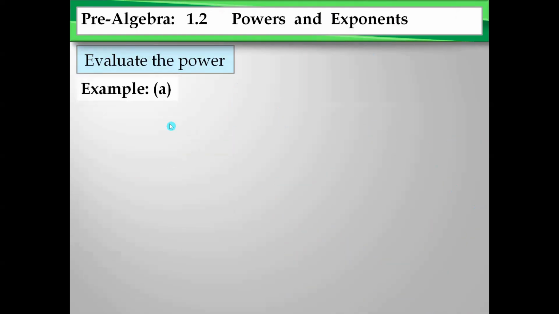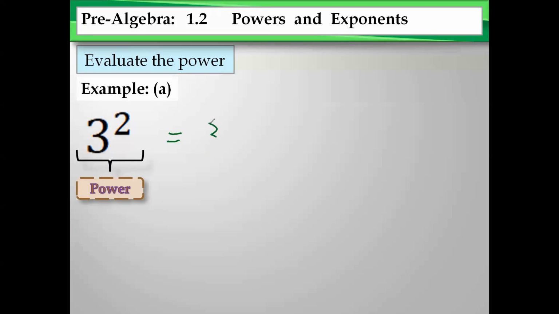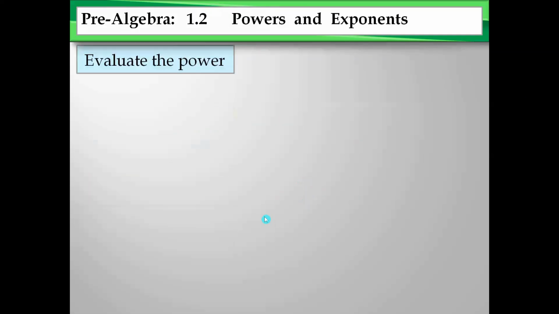Evaluate the power. In example A, we have 3 to the power of 2. The base value is 3, and because our exponent is 2, this is telling us we need to multiply 2 copies of 3. In the end, we're going to get 3 times 3, which gives us 9.